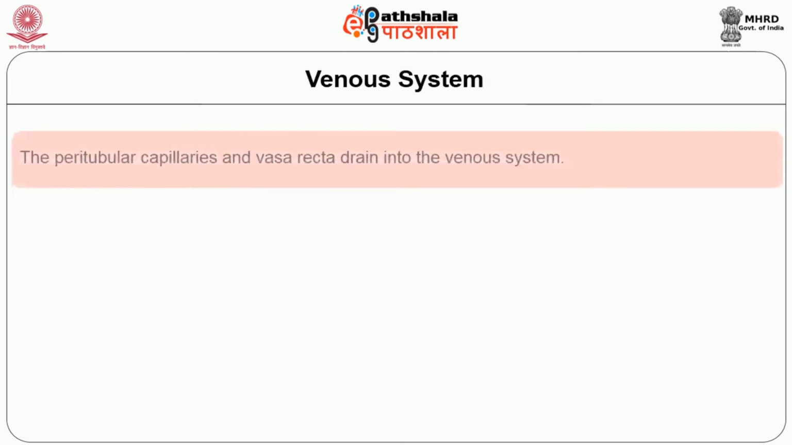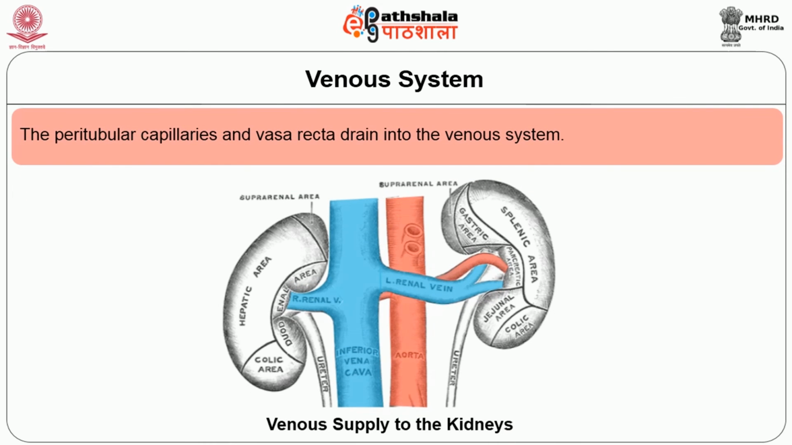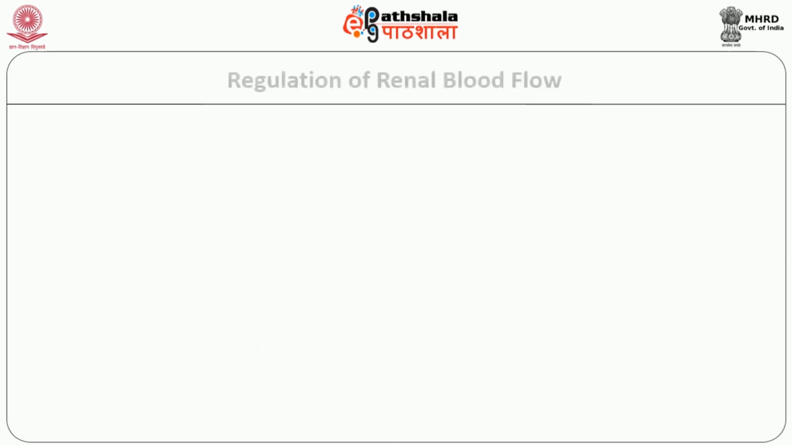The venous system. The venous system of the kidney is constituted by the peritubular capillaries and vasa recta, which drain into the venous system. The venous system comprises the peritubular venules, interlobular veins, arcuate veins, segmental veins and the renal vein. The renal vein leaves the kidney through the hilus and joins the inferior vena cava. This figure shows the venous supply to the kidneys.